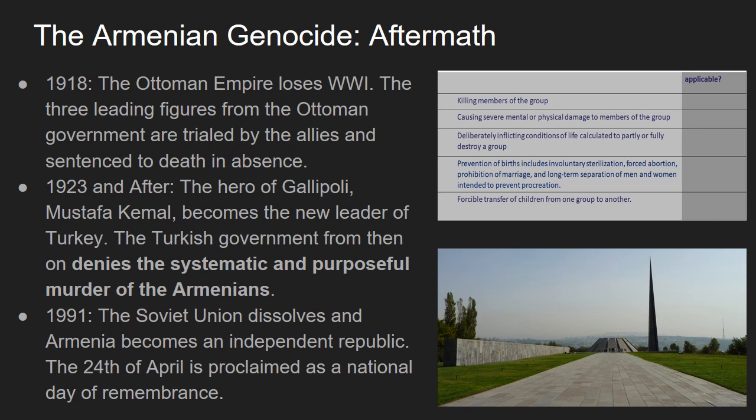And if we go through our checklist from the beginning, several of these conditions are applicable. So members of the group were killed, men and women were separated, there were conditions of life calculated to destroy the group. They were being deported into unlivable conditions, and there was also the forcible transfer of children. So it is without doubt that this genocide occurred. It is more that the Ottoman Empire, the Turkish government refuses to recognize it.